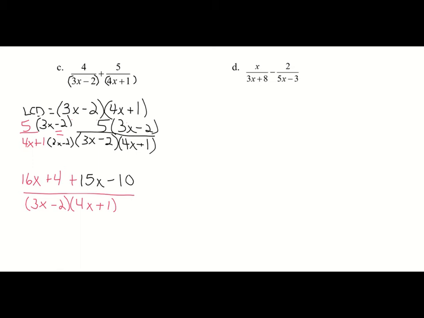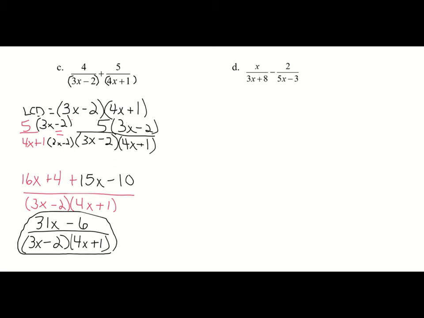Excuse me, when I add them together, 16x and 15x will give me 31x. And 4 minus 10 will give me a negative 6, all over 3x minus 2 times 4x plus 1. And I don't see any common factors that I can pull out of the top. So this would be my final answer. There's really no simplification that I can do.